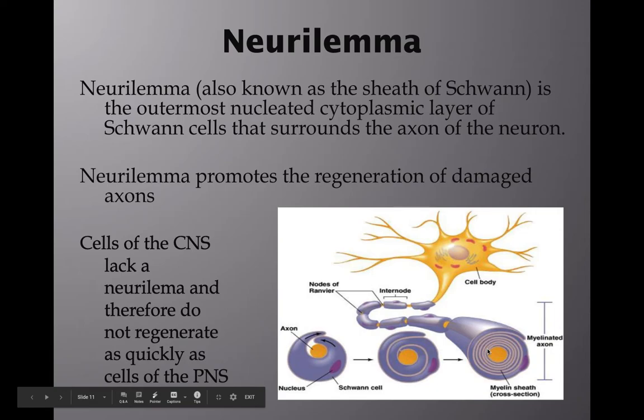Now, as it starts to create layers, it starts to deposit its cell membrane as the white fatty layers. So on the inside here is what we call the myelin sheath. Okay, so the whole cell creates the myelin sheath. What we have to remember is that the outermost nucleated living layer is called neurilemma. The inner is called the myelin sheath.